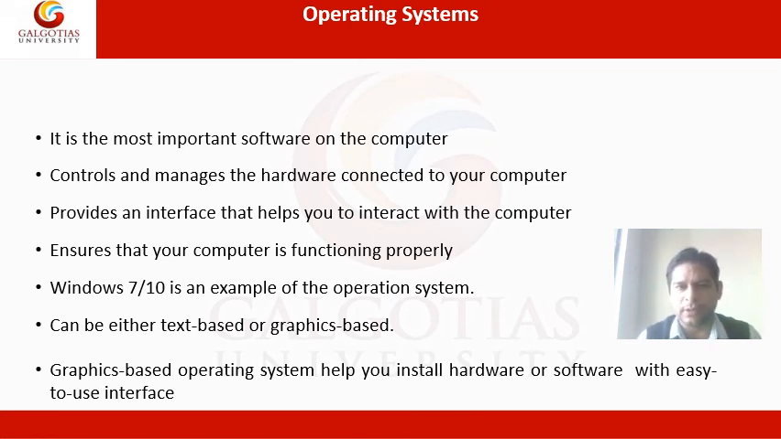Another very important part of any computer system is called the operating system, and it is the most important software on the computer system. So now it is clear to all of you that software are the programs that are installed on the computer system to run it, and one very important software is the operating system. Operating system controls and manages the hardware connected to your computer system. So students, if you do not have an operating system on your computer system, then your computer system will not work. This is the most important software that should be present on your computer system.